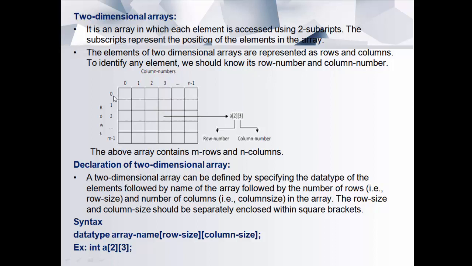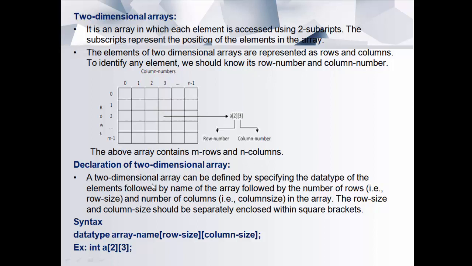columns. Array values always begin from 0, so the row numbers are 0, 1, 2 and so on up to m minus 1. In the column numbers, the array always begins at 0, so 0 to n minus 1. The above array contains m rows and n columns, where m indicates rows and n indicates columns. Now, declaration of a two-dimensional array.